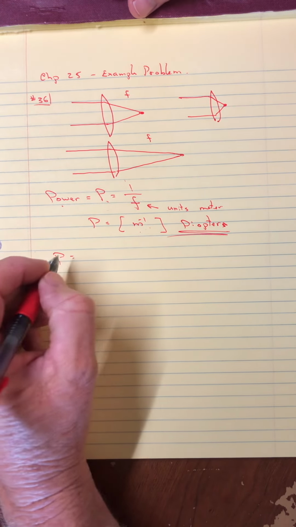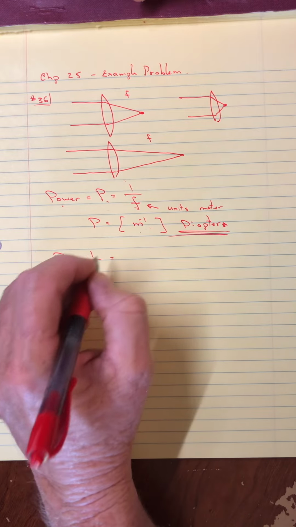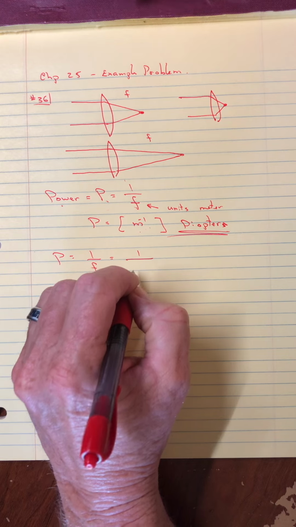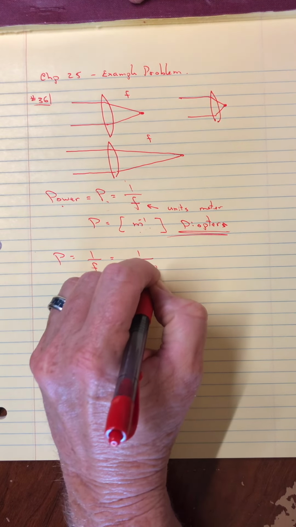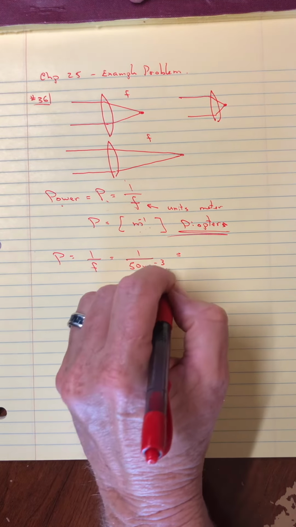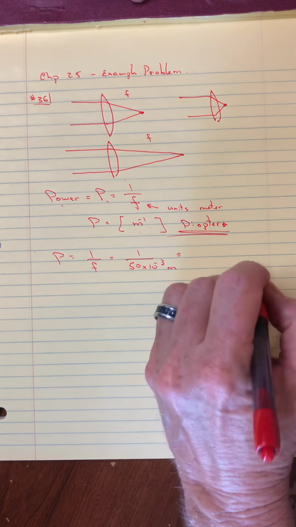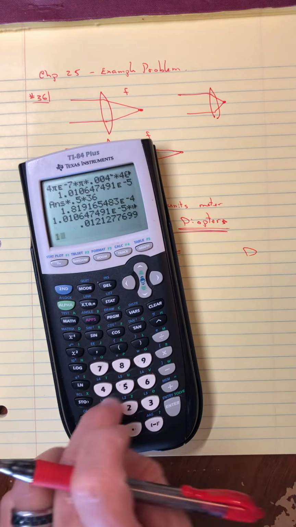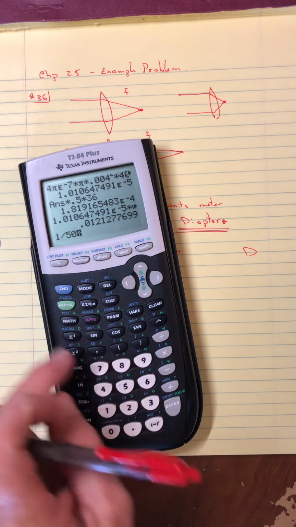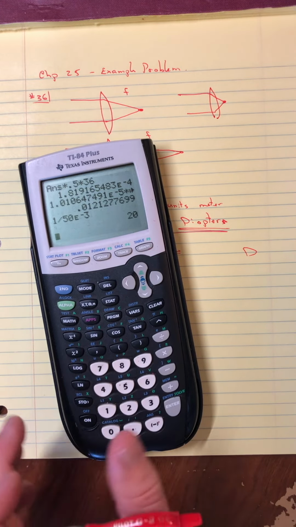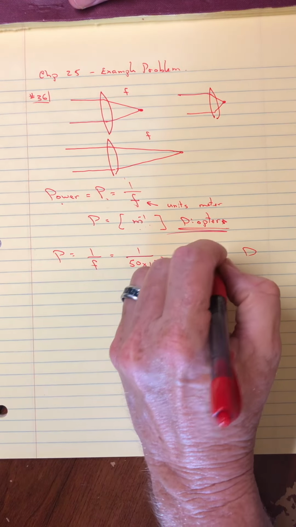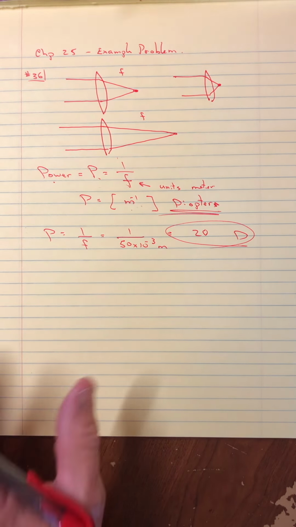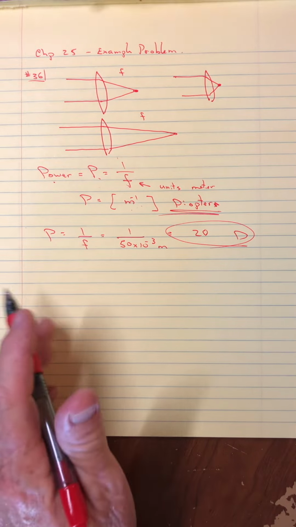So I'm going to put power. And so power is 1 over the focal length. And it says, what is the power in diopters? And it says the focal length is 50 millimeters. So I'm going to go 50 times 10 to the minus 3 to put it in meters. And the symbol we use for diopters is the D. So grabbing my calculator, I'd go 1 divided by 50 times 10 to the minus 3, which is 20. So this lens would be classified as a power of 20 diopters.